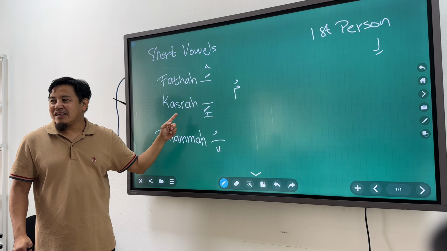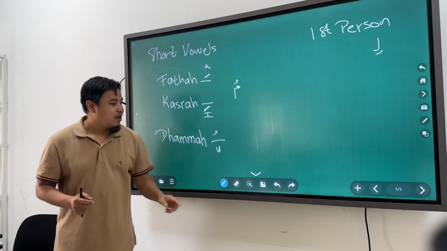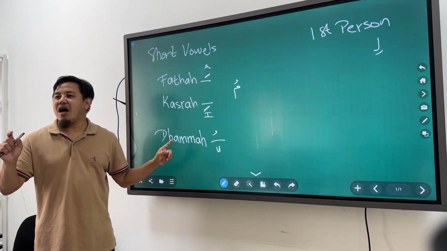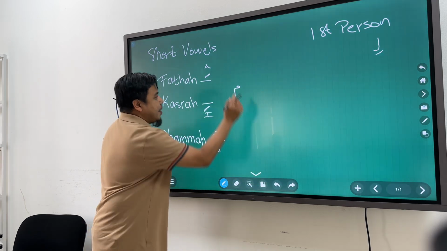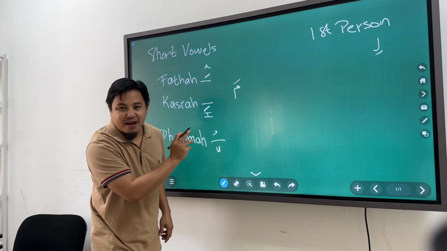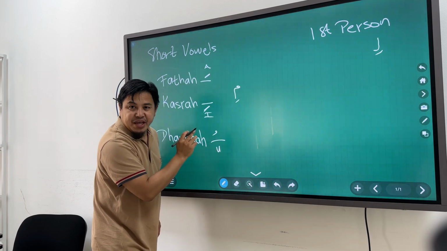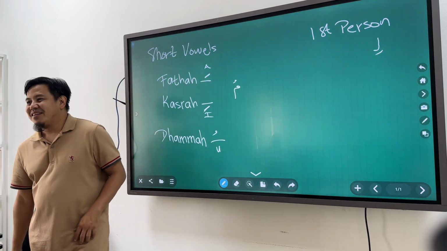Kasra. Kasra. I. Dhamma. Dhamma. U. Okay? Ma. Mi. Mu. Okay?